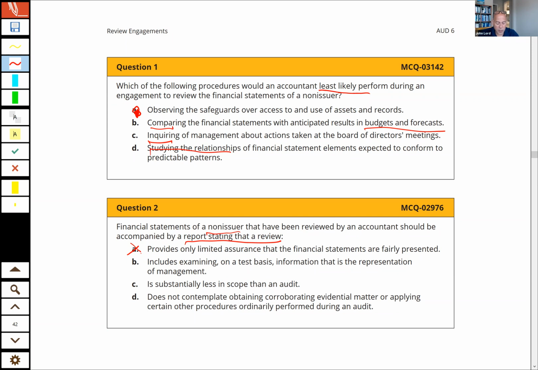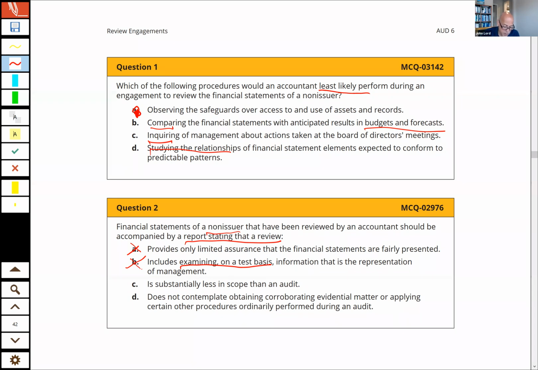So when you look at this, guys, well, let me go through the rest of the choices. I'm going to make my little speech in a minute. Includes examining on a test basis information that is a representation of management, that comes out of the audit opinion report that you memorize. That's what you do in an audit. We don't do that in a review. In a review, we do what? Analytical procedure and inquiry. Okay.